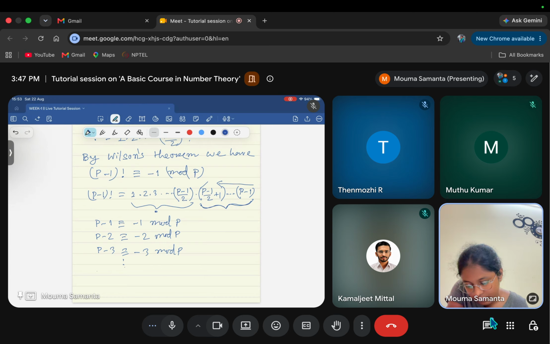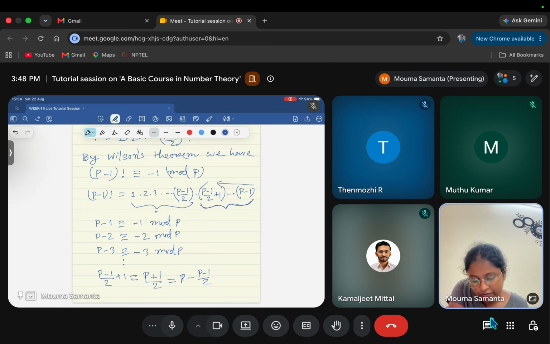So (p minus 1)/2 plus 1, this term is exactly, we can write this term as p minus... so this is actually equal to (p plus 1)/2. Now we can write (p plus 1)/2 in this way, p minus (p minus 1)/2. We can write (p plus 1)/2 in this way.